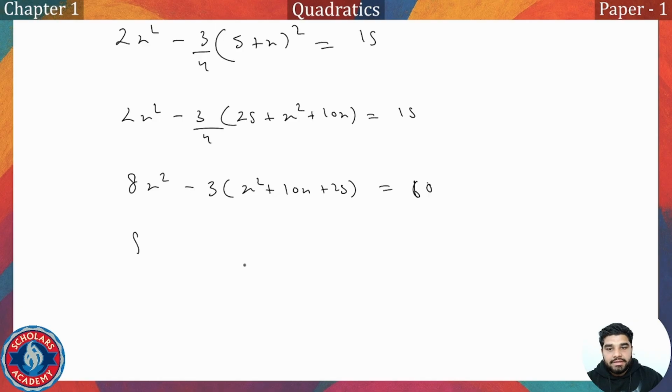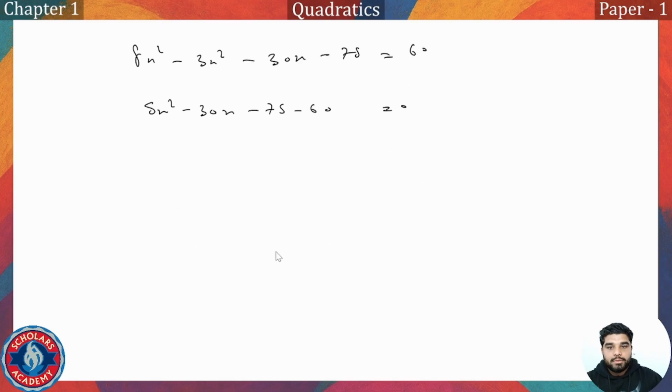We'll open this bracket, we get 8x square minus 3x square and minus of 30x and minus of 75 is equal to 60. We get 5x square minus 30x minus 75 minus 60 is equal to 0. So from here we get 5x square minus 30x and minus of 135 is equal to 0. We'll take 5 common, we get x square minus 6x and minus of 27 is equal to 0.